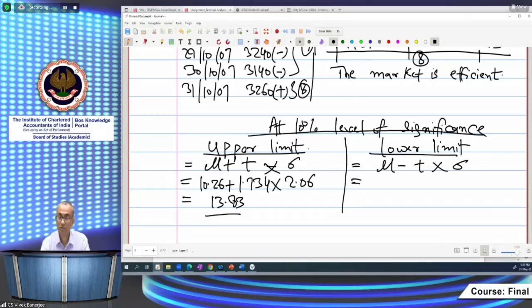Now come to the lower limit. We put the values into the formula: mu 10.26 minus 1.734, the value of t, multiplied by the standard deviation, which is 2.06. Let us calculate it. This is coming to 6.69.